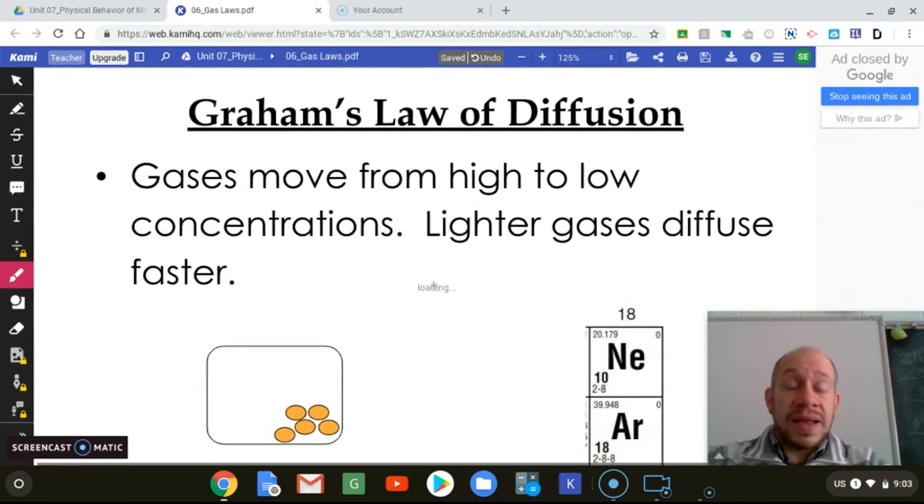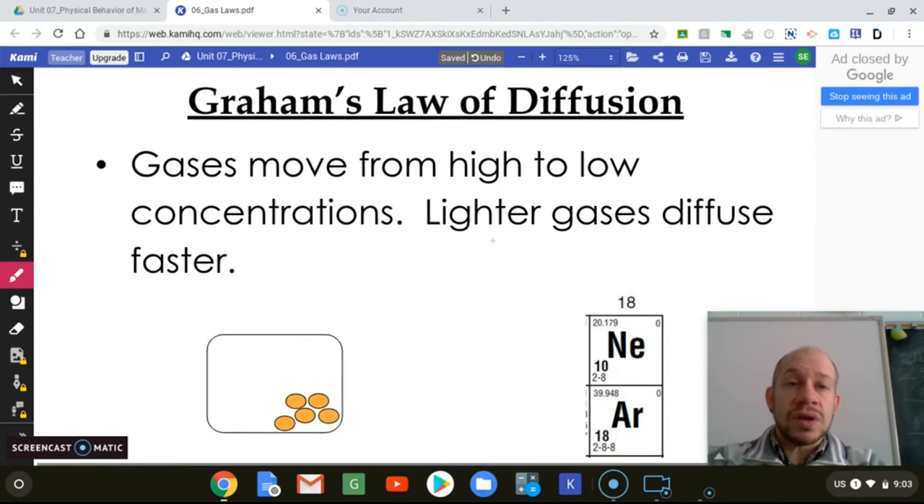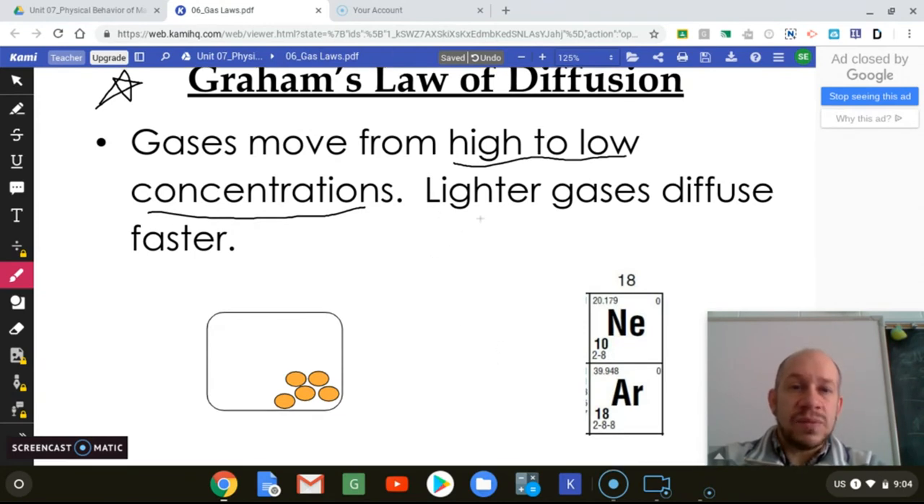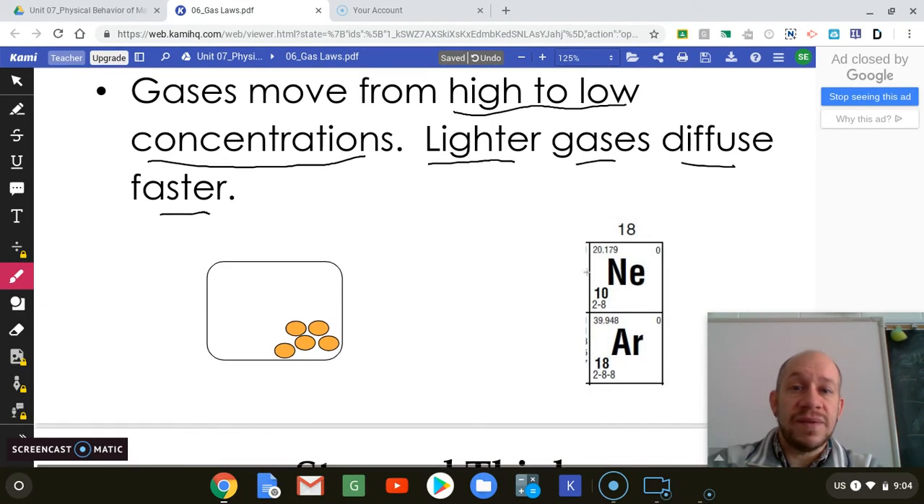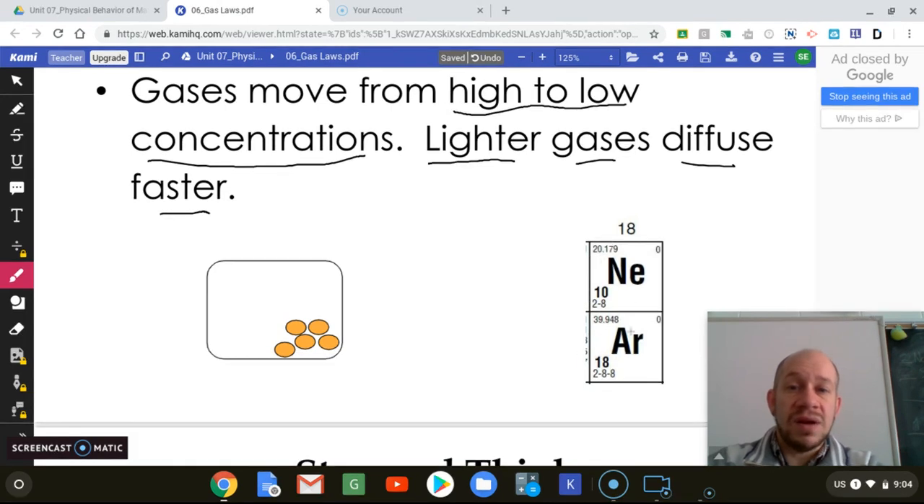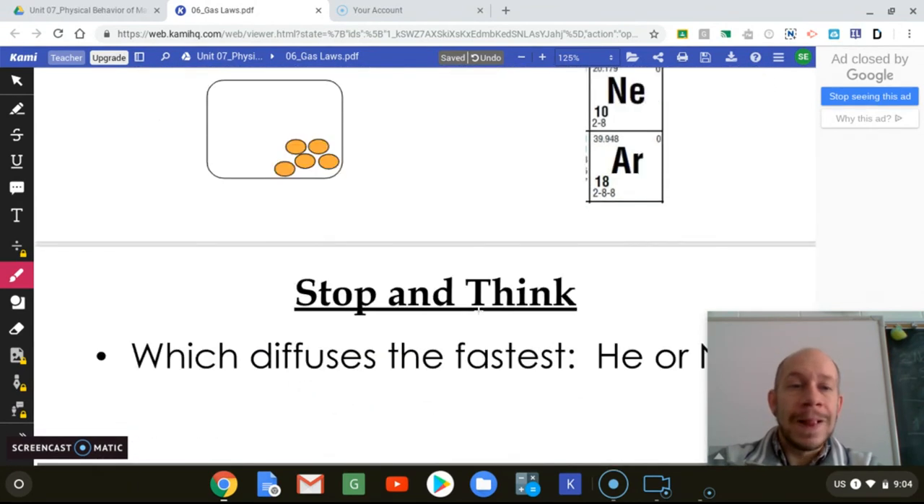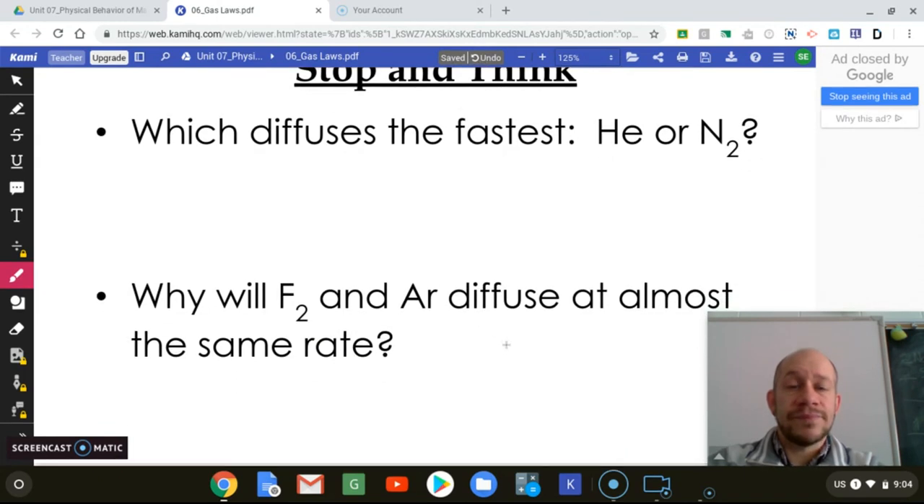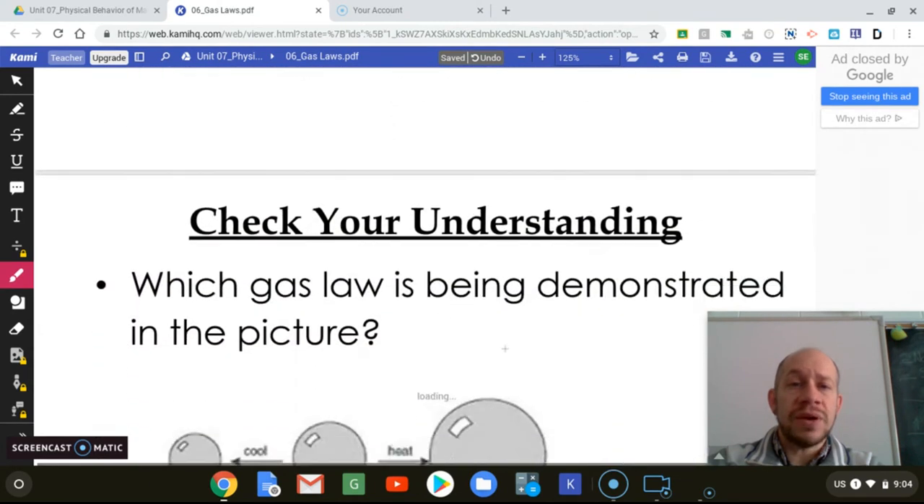This last law is Graham's law of diffusion. So this is an important thing to remember. It's also quite straightforward but easily forgotten. Gases move from high to low concentrations, just like we know about osmosis and diffusion. However, lighter gases will diffuse faster. Lighter gases will diffuse faster. So if I have 2 different noble gases, neon versus argon, neon is going to diffuse faster because it's smaller. So stop and think, and check your understanding.